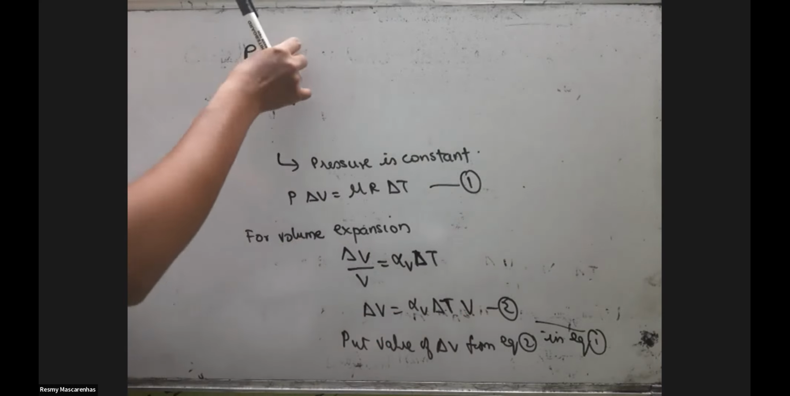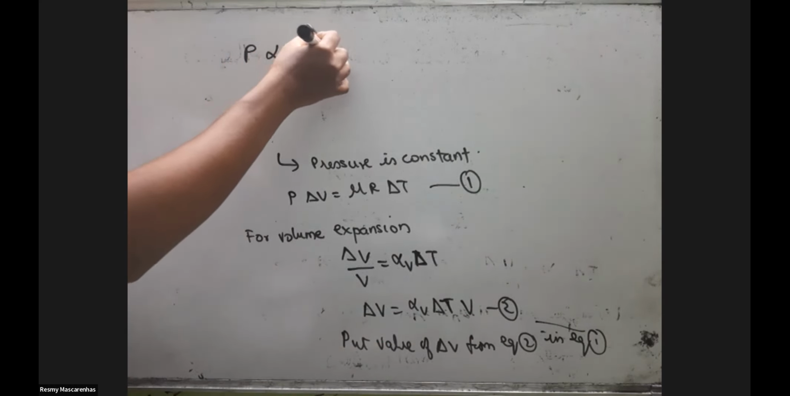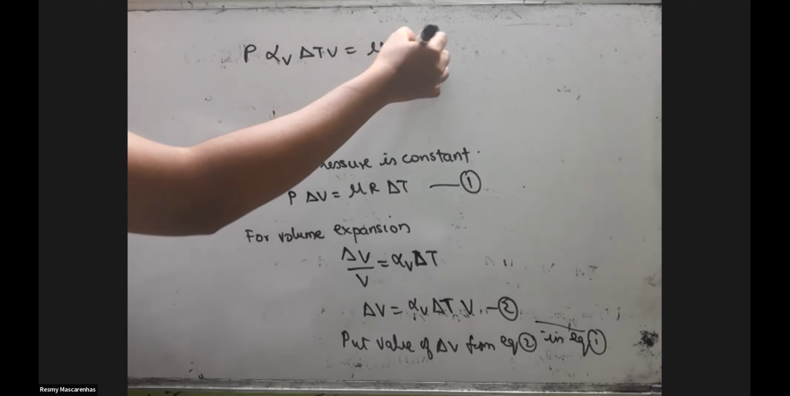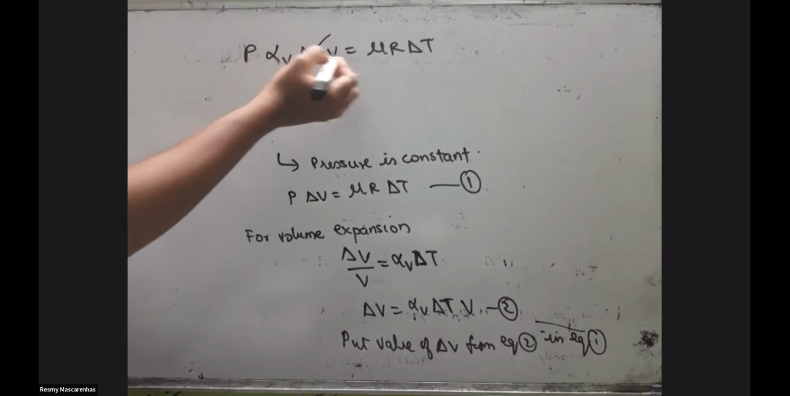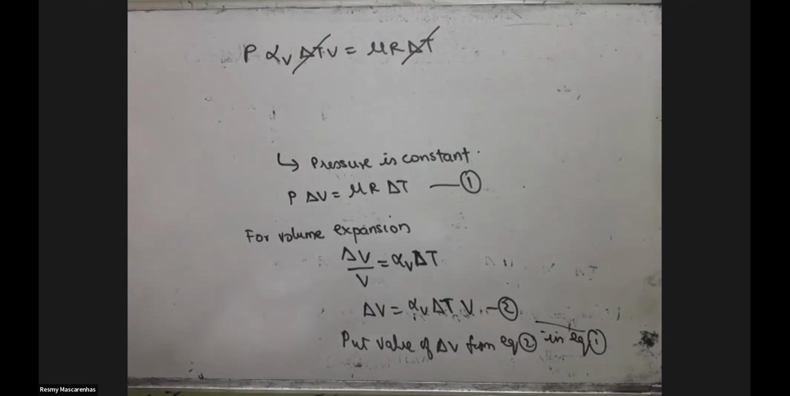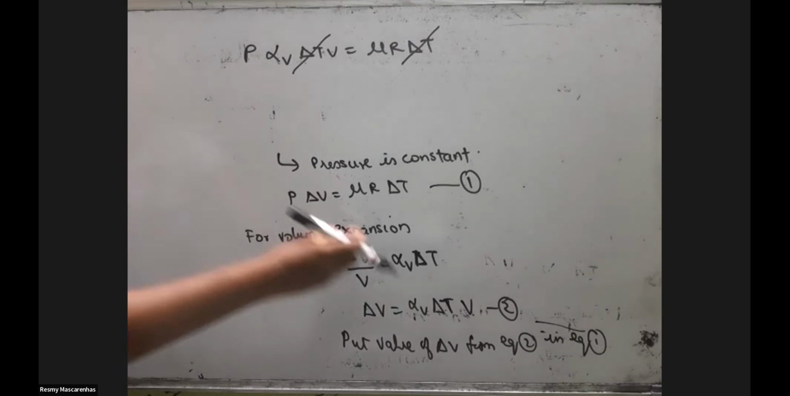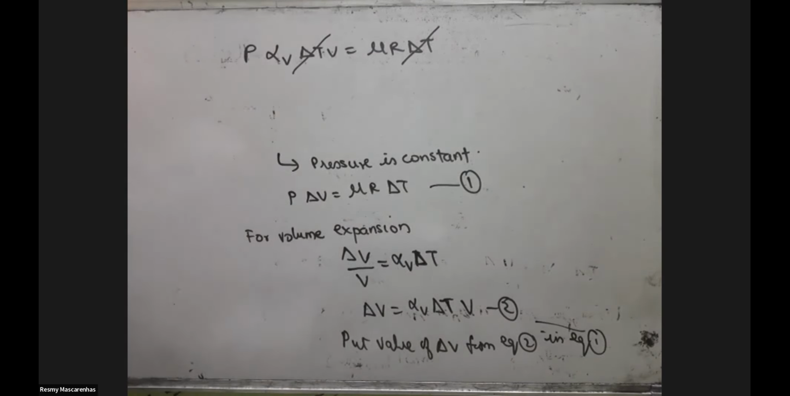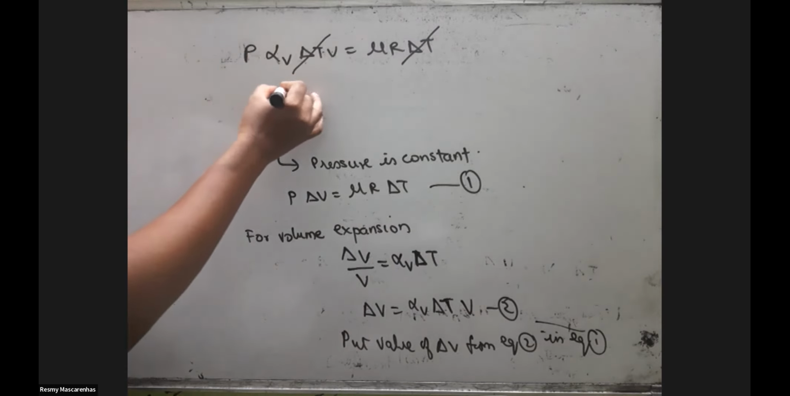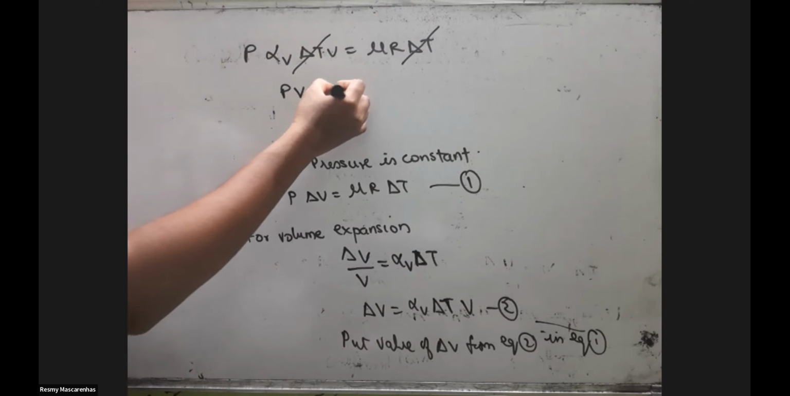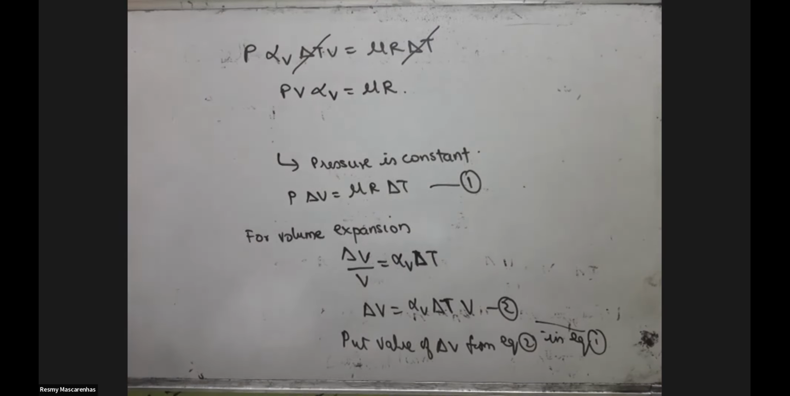So what is this value? This will come here. What is going to cancel? Delta T will cancel on both sides. Instead of delta V, I put this. Let me write this together: P V alpha V is equal to mu R.